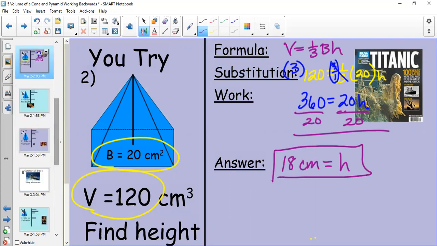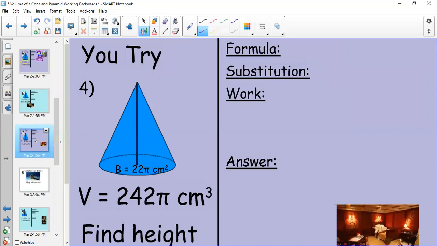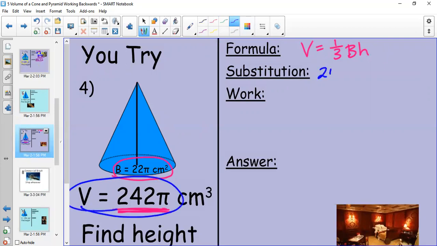All right, let's try another one. We're going to try a cone this time. All right, so this might be a little strange for a lot of you, but since we're given a cone, we have to look at what we're given before we pick a formula. So I see volume, okay, so that's one thing I'm given. And then the other thing I'm given is big B. So since I'm given big B, I use the formula with the big B. So base area. Okay, let's plug in what we know. We know volume is 242 pi. That pi is important, so we need it. I'm going to keep the 1/3.